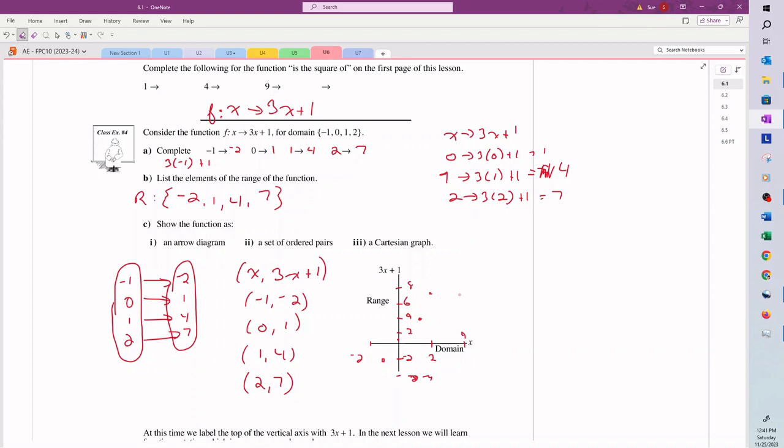Okay, that's the end of this lesson. Just power your way through it. The really important things from this lesson are that in a function, each input has a single output, and the vertical line test. Those are the key takeaways from this lesson.